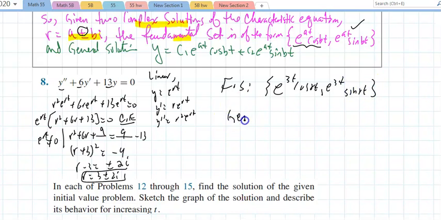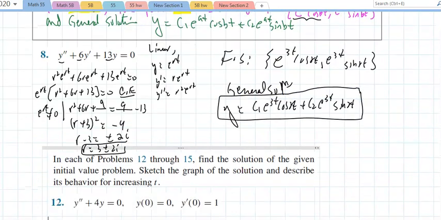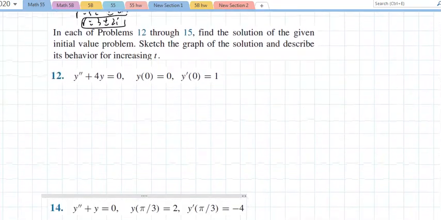And the general solution would be y equals c1 e to the 3t cosine of 2t plus c2 e to the 3t sine of 2t. You could factor e to the 3t out if you wish, but that's sufficient. And what's left? What if they gave us initial conditions?